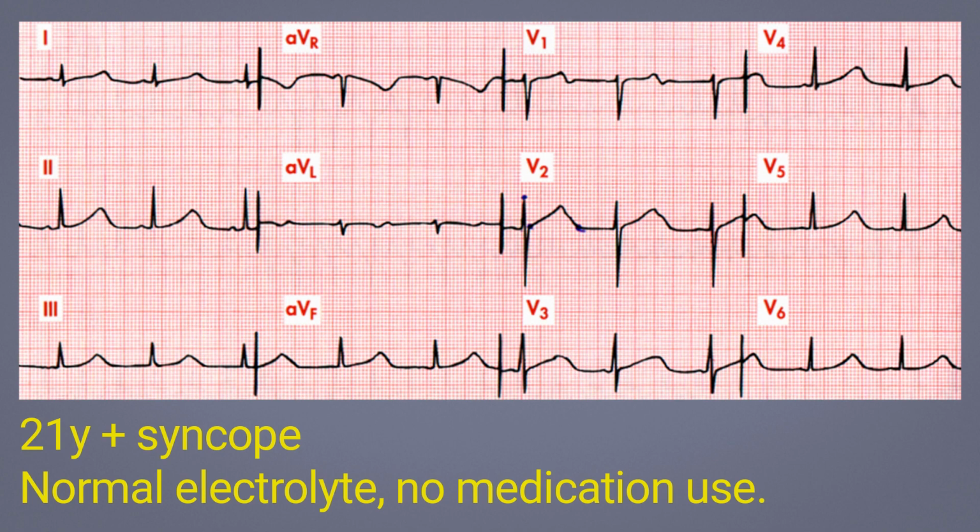Upon examining the tracing, we can see a sinus rhythm with normal atrioventricular conduction. The QRS complexes and their angles appear normal. However, our attention is drawn towards ventricular repolarization, where we can clearly observe a significant prolongation of the QT interval.